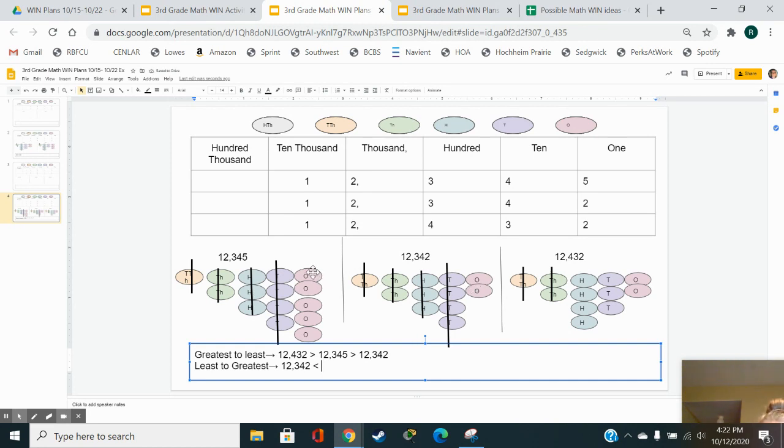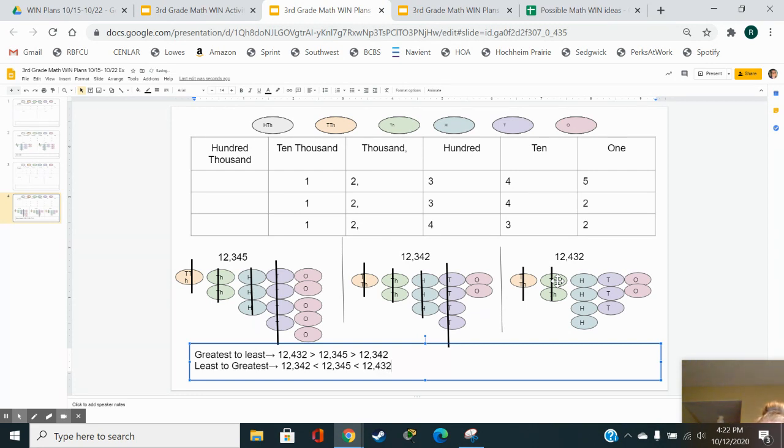Well, I know that this is my next smallest number because this has more hundreds. This has 300s, this has 400s. So I know that 300s is smaller. So I'm going to say 12,345 is less than. And then finally, I'm going to have my biggest number, which is 12,432.